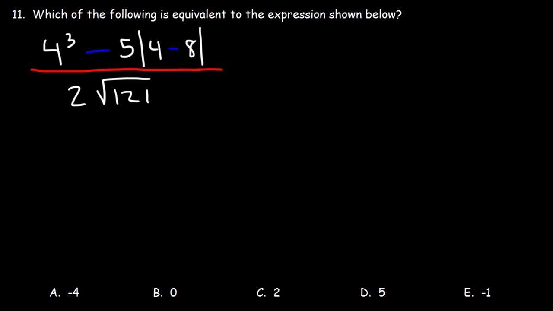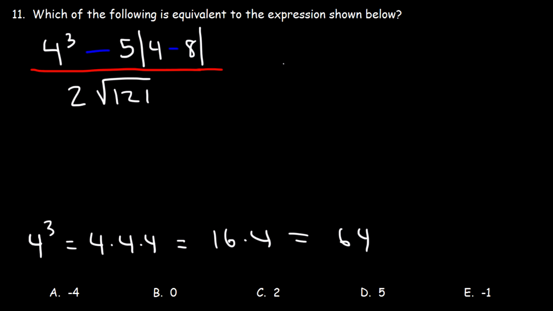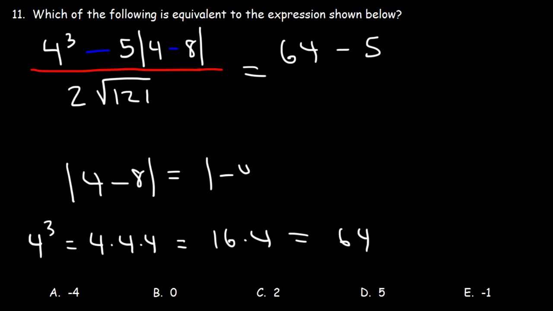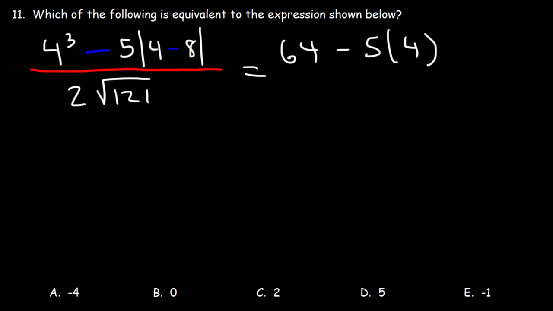Number 11. Which of the following is equivalent to the expression shown below? So let's start with 4 to the third power. 4 to the third power is 4 times 4 times 4. 4 times 4 is 16, and 16 times 4 is 64. Now what about the absolute value of 4 minus 8? 4 minus 8 is negative 4, and the absolute value of any negative number will change it to a positive number. So that's going to be the absolute value of positive 4. And in the denominator, we have the square root of 121, which is 11, because 11 times 11 is 121.